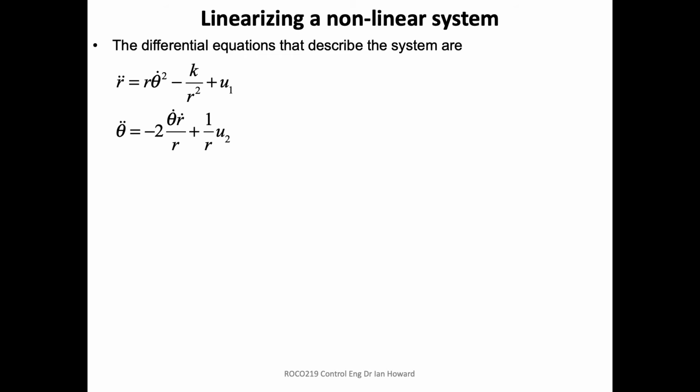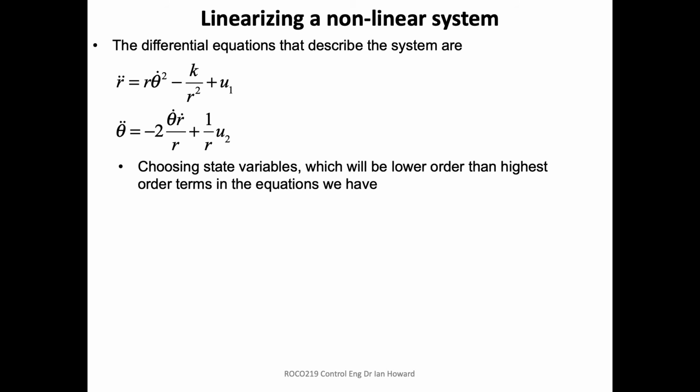So theta double dot equals minus 2 theta dot r dot divided by r plus 1 over r u2. So obviously this is a non-linear system. We've got squares, we've got divisions in there, all kinds of things like that.